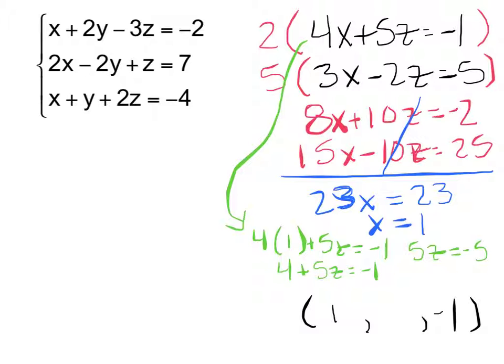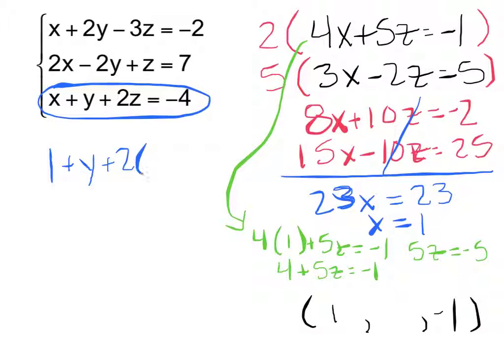We have x, we have z, we need to find y, and we need to do so by going back to our original system. So if we go back to our original system, we can use any of the equations. We're going to choose to use the third one because it looks the simplest to me. Doesn't matter which one you use, you're going to get the same value for y if you do your math right. So x, which is 1, plus y, plus 2 times z, which is negative 1, equals negative 4. So 1 plus y minus 2 equals negative 4.